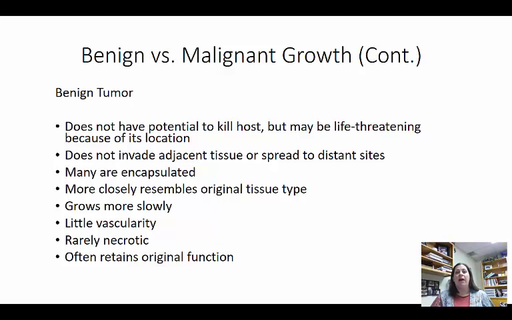So again, if we take a biopsy, it's going to look a lot more like where it came from. Like if it came from the liver, it does still look like liver cells. And sometimes they actually still retain some of their function. They're just not doing as good of a job. They grow a lot more slowly. These have little vascularity, meaning they're not making blood vessels grow into them. And so again, they're easier to remove. And because of this, they rarely have necrotic tissue with them.